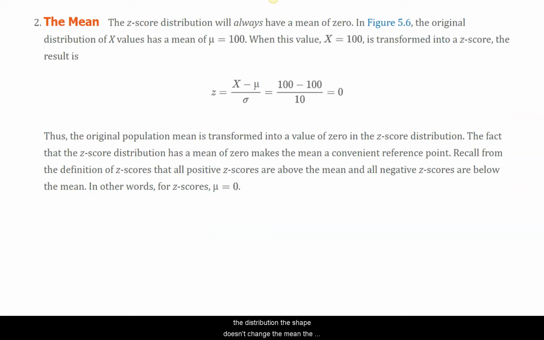The z-score distribution will always have a mean of 0, because the mean is 0 standard deviations from the mean, if that makes sense. So in that figure 5.6 that we saw before, the original distribution of x values has a mean of mu equals 100. But when this value, x equals 100, is transformed into a z-score, the result, of course, is 0. And you can see the plain math there. So the original population mean is transformed into a value of 0 in the z-score distribution. And, of course, each number that's a standard deviation above or below is transformed into those individual numbers.